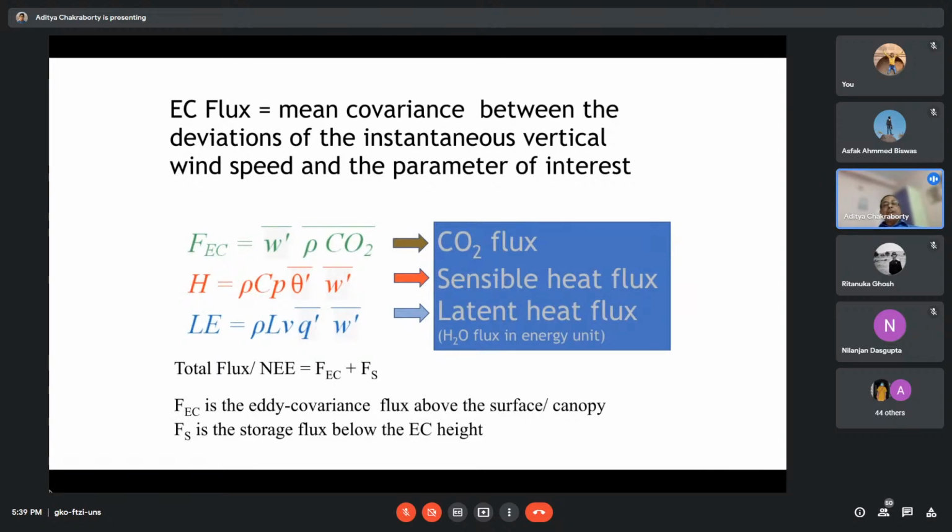One is latent heat flux and one is sensible heat flux. So this is decomposed into two components. So total heat flux in case of carbon. Now, if we consider only the carbon dioxide, there is the total flux, called NEE, net ecosystem exchange. It has two components. One is FEC and one is FS.